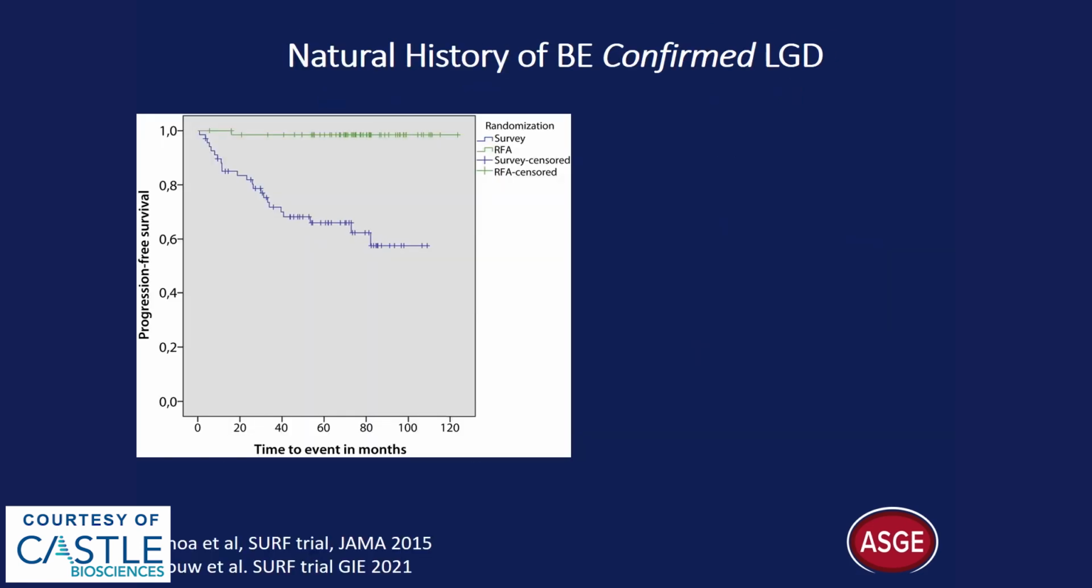The natural history of Barrett's with low-grade dysplasia is illustrated in this very elegant SURF trial, which was conducted from 2007 to 2013. This trial from the AMC group in the Netherlands randomized 136 patients to radiofrequency ablation versus surveillance if Barrett's esophagus low-grade dysplasia was confirmed.